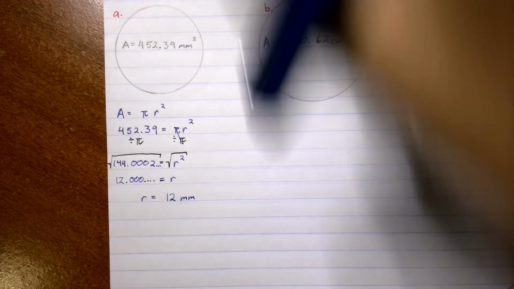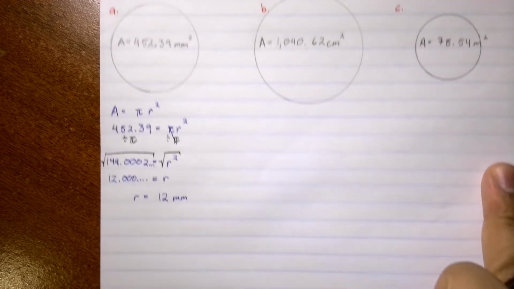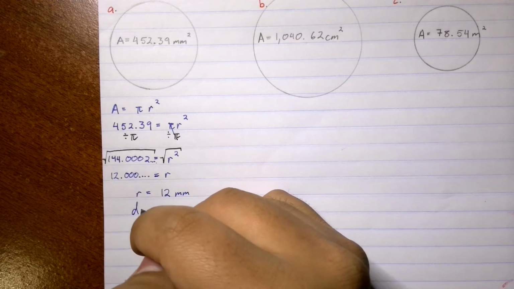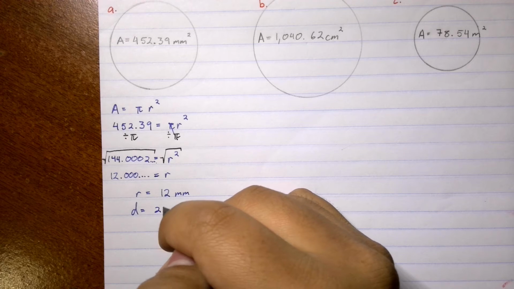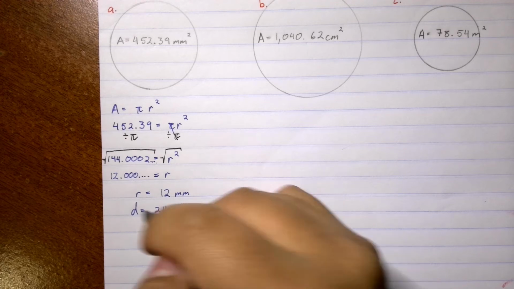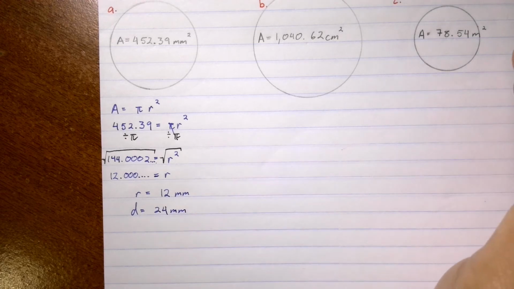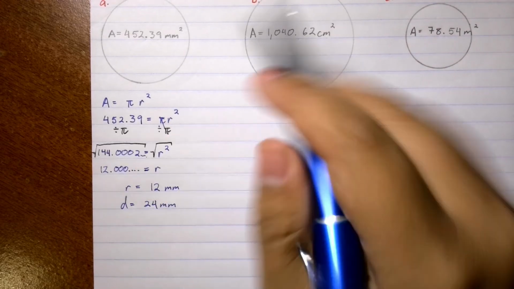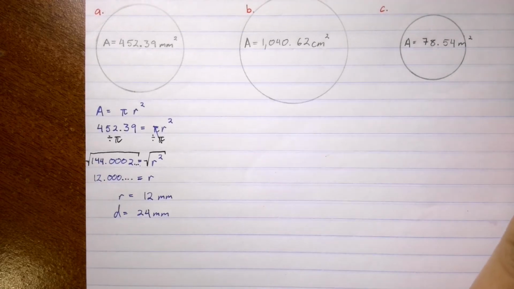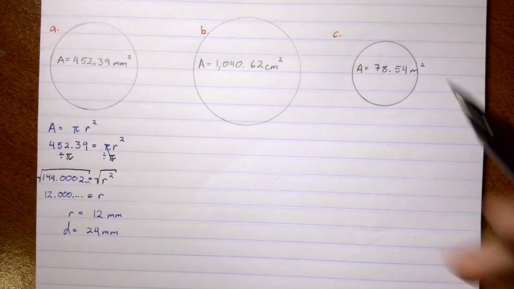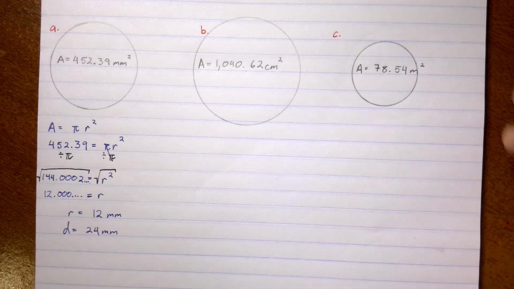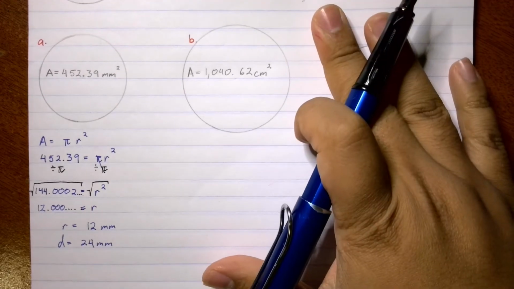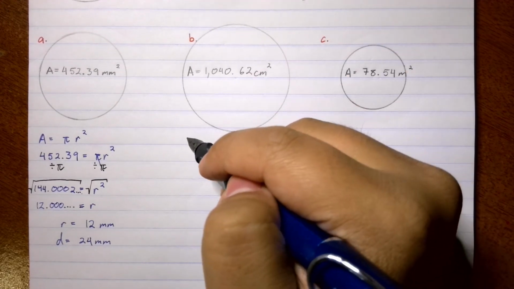Now at this point we can easily calculate the diameter simply by doubling the value of r. Since the diameter is twice the length of the radius, we can easily calculate the diameter of this circle. That's the main idea, and we're going to repeat this process for these circles. I'm going to demonstrate it again. You can follow along, you can pause the video and try it yourselves, but I'm going in 3, 2, 1, here we go.